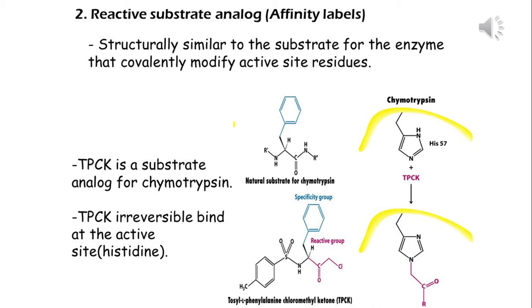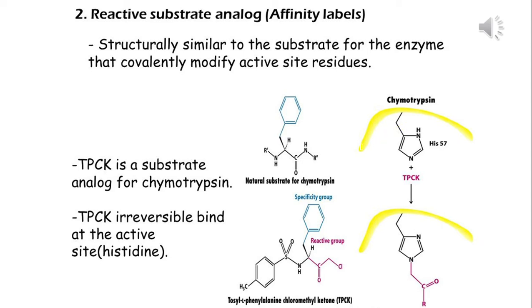Substrate analog inhibition is another type of irreversible inhibition. The example given is chymotrypsin. You know that chymotrypsin is a protein digesting enzyme in our alimentary canal, produced by the pancreas in the inactive form. The normal substrate is actually protein.